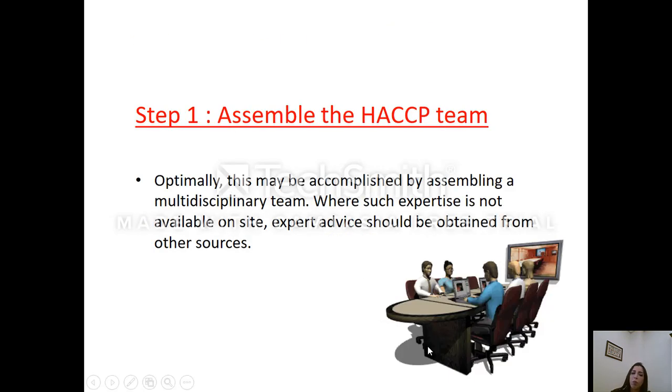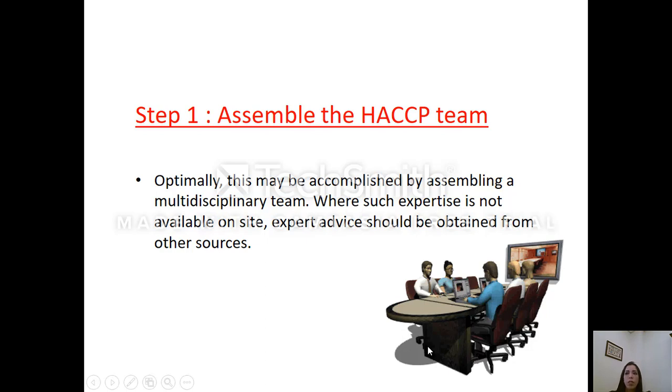So step number 1, assembling the HACCP team. The HACCP team should be a multidisciplinary team. So usually it should be headed by the food safety team leader, and in the team we should have a representative from every single department. So let's consider that we are in the canning industry. So basically the HACCP team should be headed by the food safety team leader, which is most of the case the quality manager, okay?